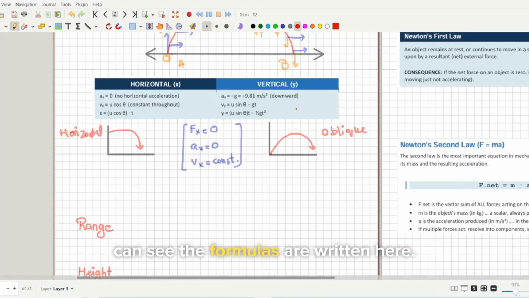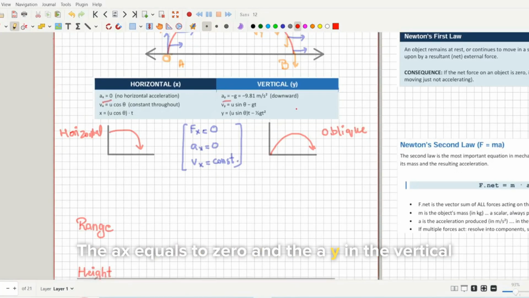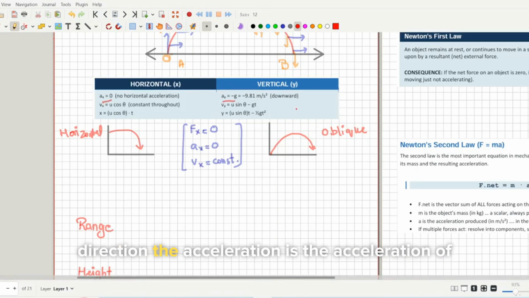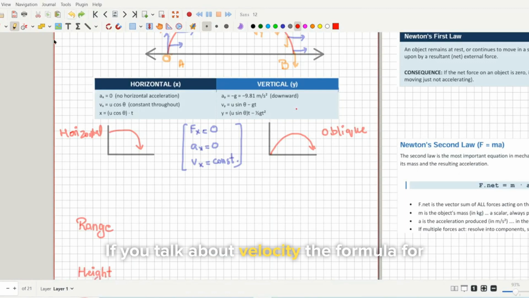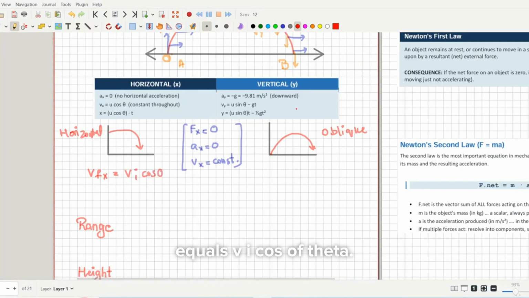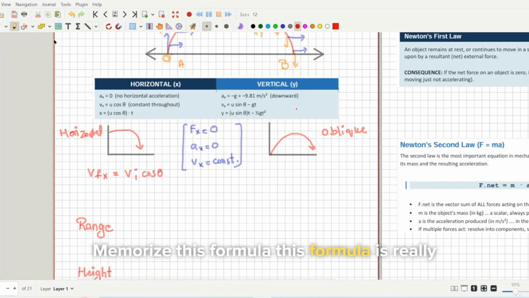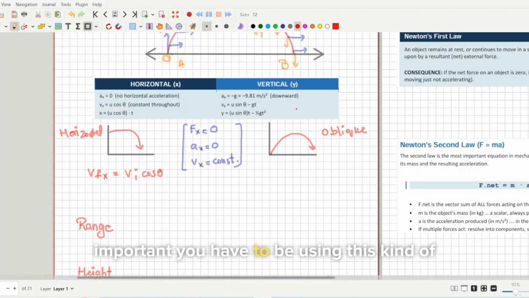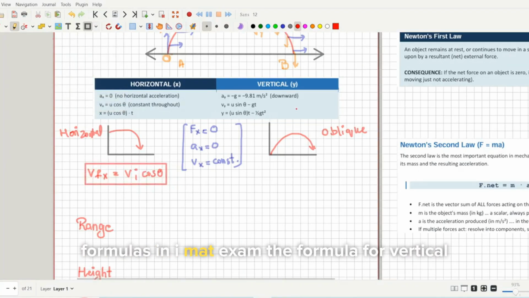As you can see, the formulas are written here. ax equals 0, and ay, in the vertical direction, the acceleration is the acceleration of gravity. If we talk about velocity, the formula is vfx equals vi cos theta. Memorize this formula. This formula is really important. You have to be using these kinds of formulas in the IMAT exam.